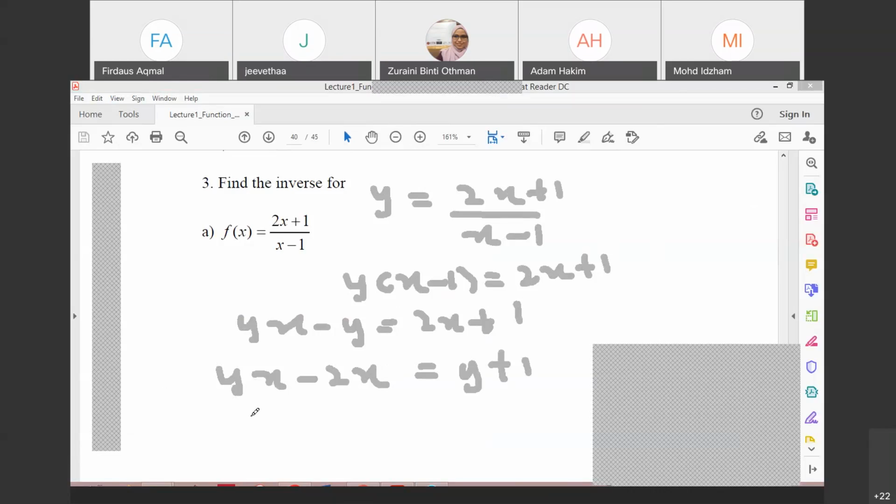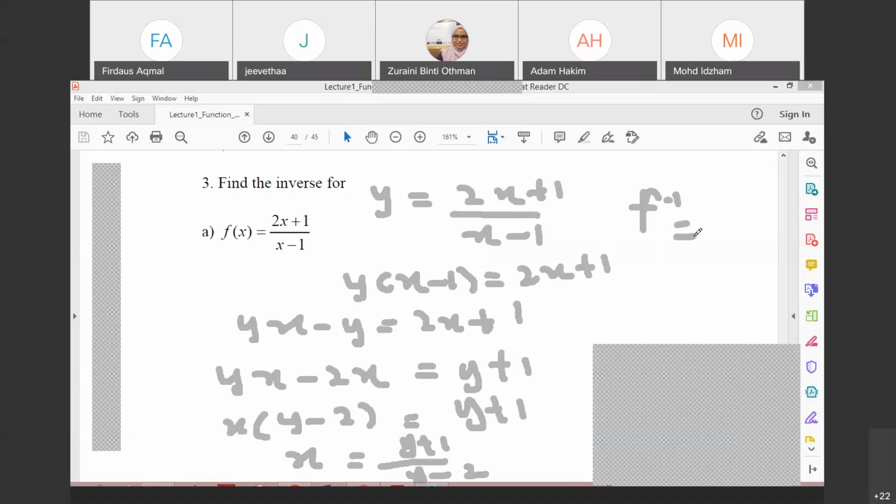Rearrange this equation we get. Now from this we can faktorkan x, so yang dalam ni tinggal y tolak 2 sama juga dengan y campur 1. So now it is x sama juga dengan y campur 1 bahagi dengan y tolak 2. So the final answer for this is f inverse sama juga dengan x campur 1 bahagi dengan x tolak 2. Final answer. Okay. Selesai 3, 4.